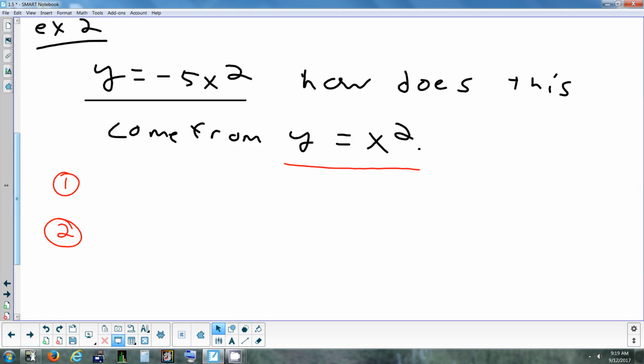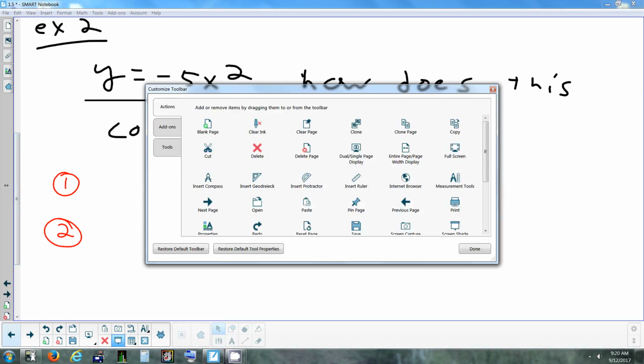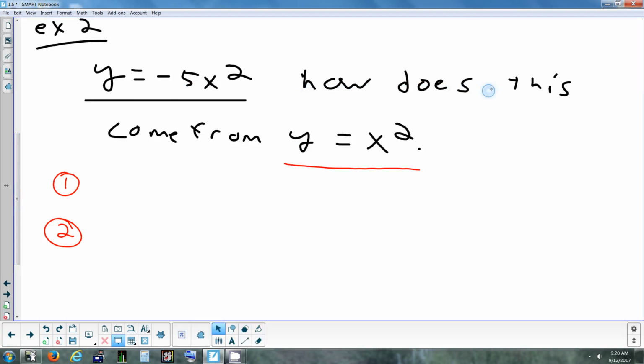You want to help her out? What's the 5 do? Yeah. It's going to shrink horizontally. Okay. And then how else did we describe it, besides that way, the way that I had on the board? Not sure? Sam? Stretch it vertically.